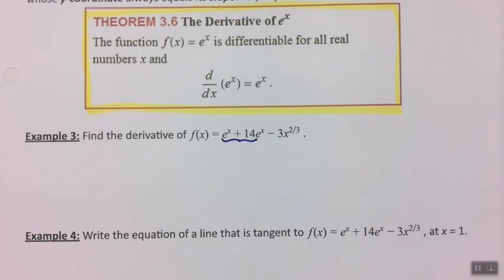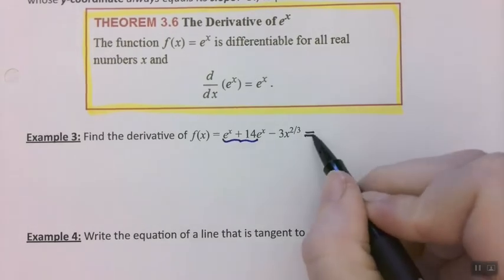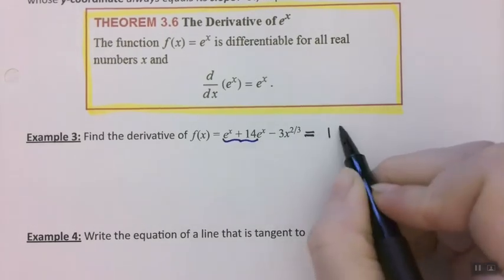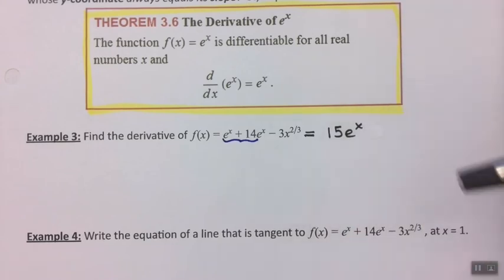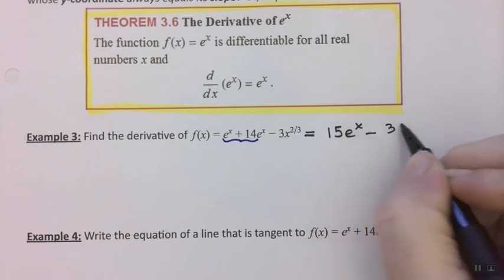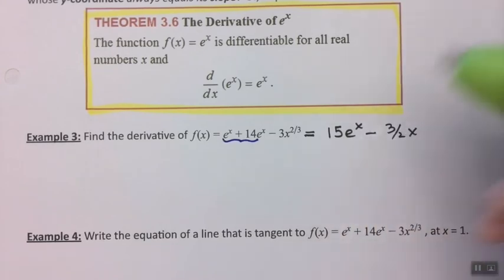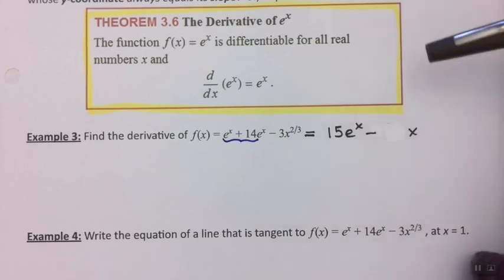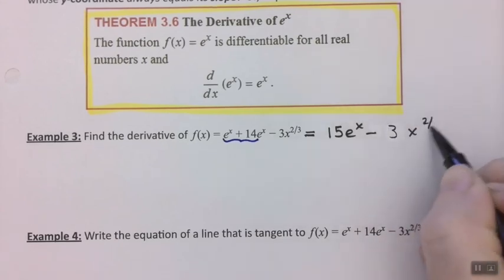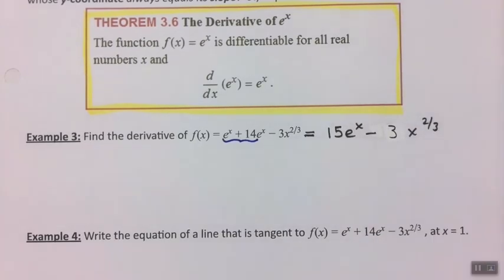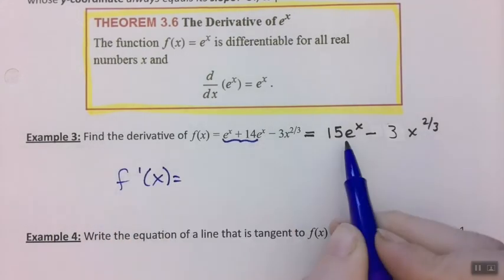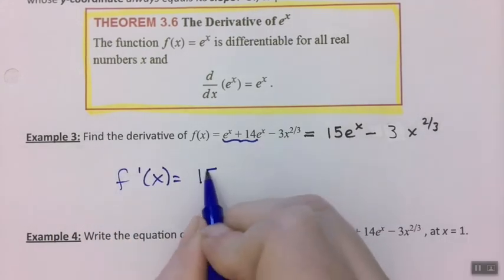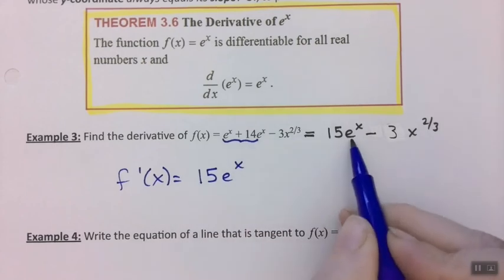So we can combine them together for our own benefit and make it 15 e to the x minus 3x to the 2/3. There we go. So there's that function. Then the derivative would be super simple. It's 15 e to the x because the derivative of e to the x is e to the x.